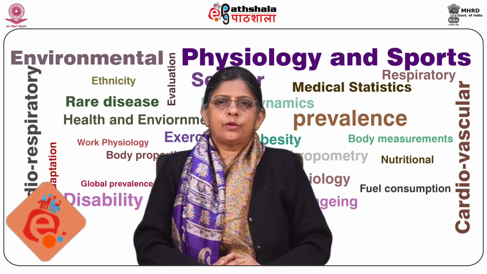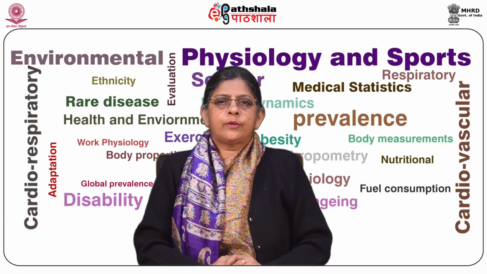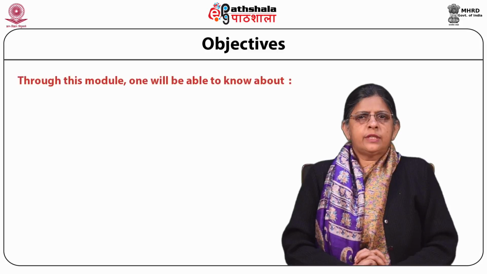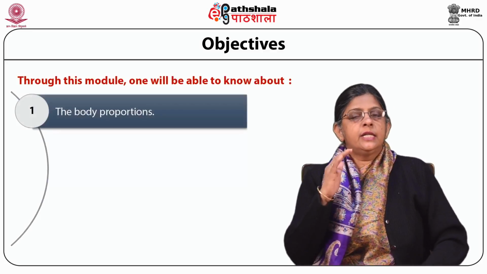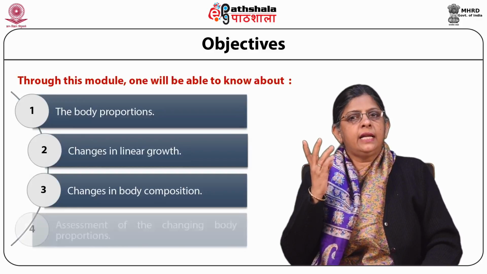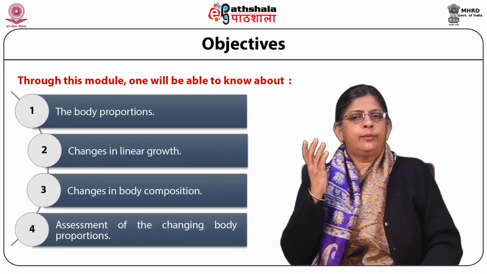Today we are going to talk on the module Body Proportionality in Relation to Age from the paper Physiology and Sports Anthropology. Through this module, we will be able to know about the body proportions, changes in linear growth, changes in body composition and assessment of changing body proportions.